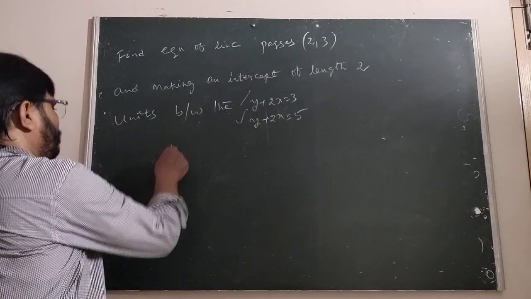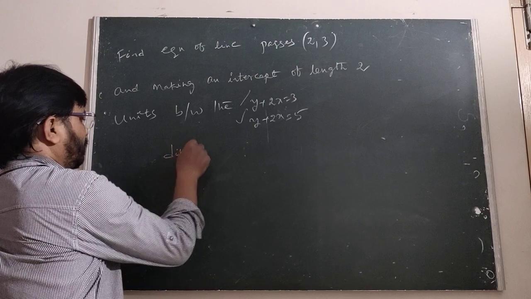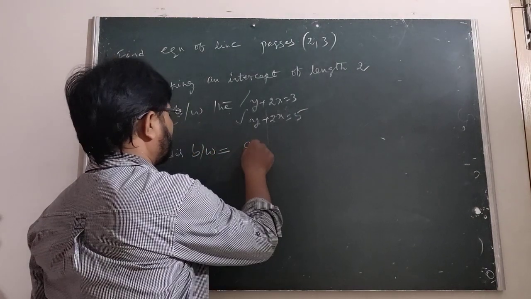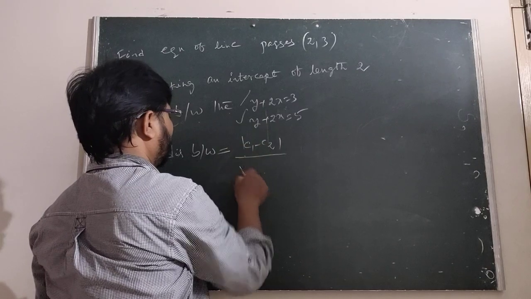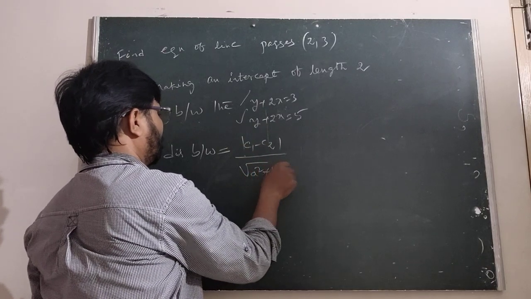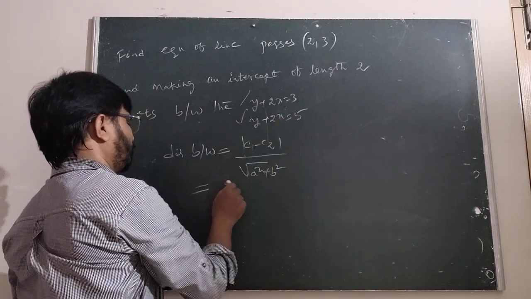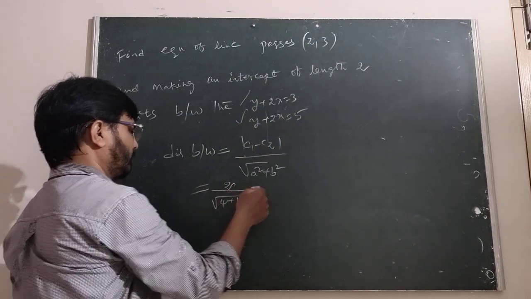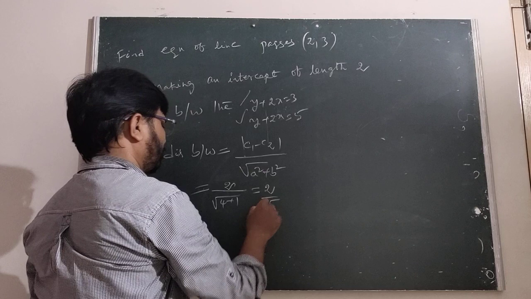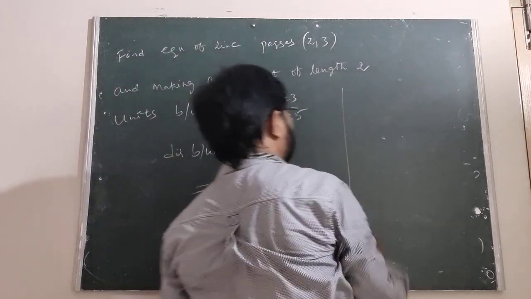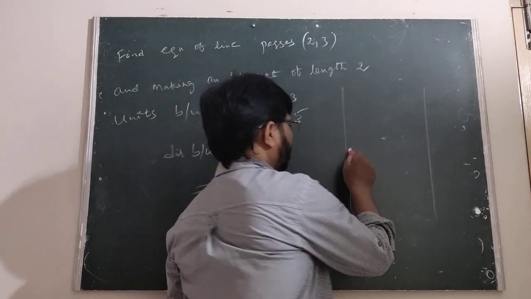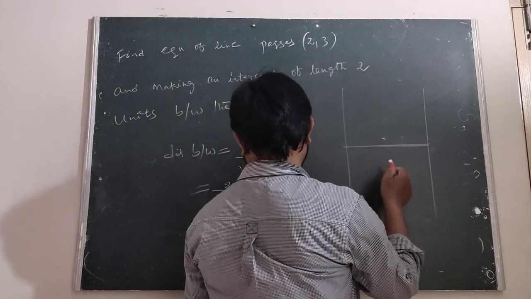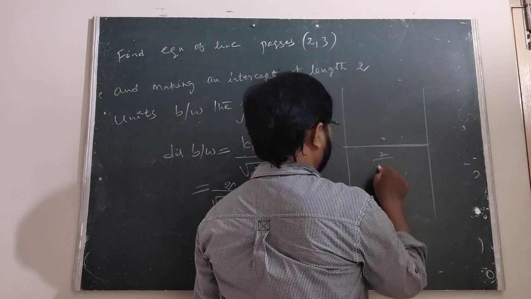Now the distance between them is the modulus of C1 minus C2 by under root a square plus b square. That is 5 minus 3 is 2, by root of a square plus b square, which is 4 plus 1. Now this is 2 by root 5. Here these two are the parallel lines, and the distance between them is 2 by root 5.